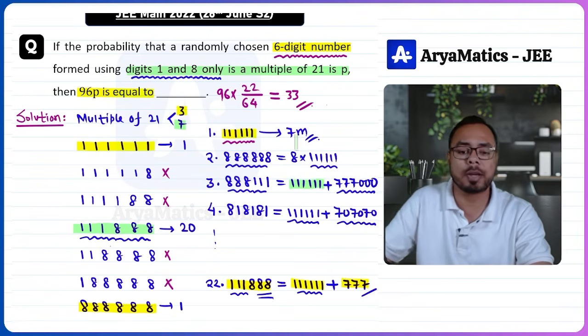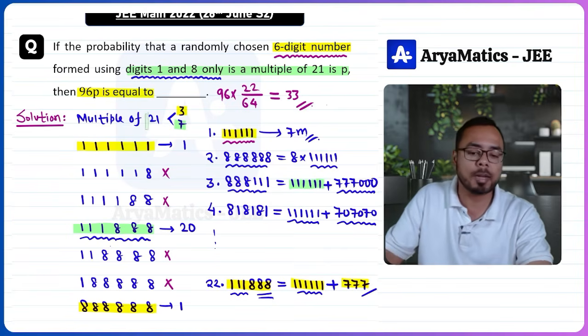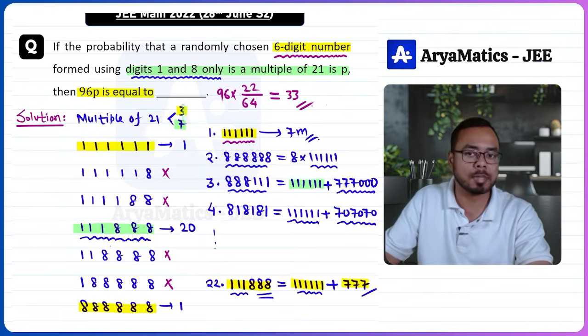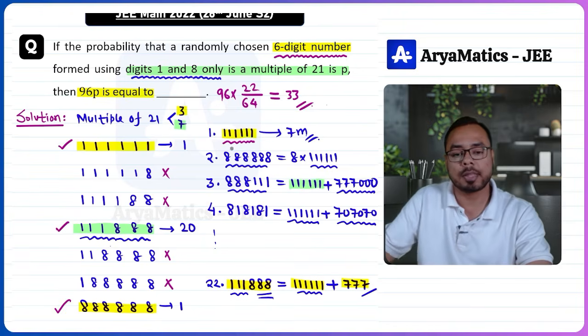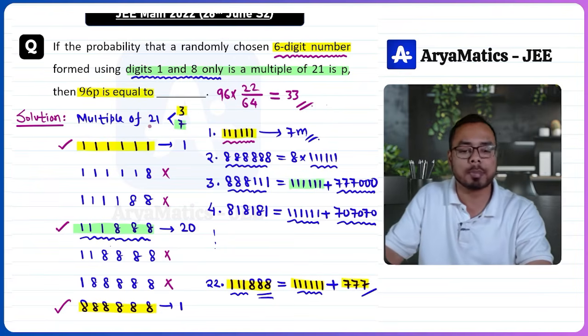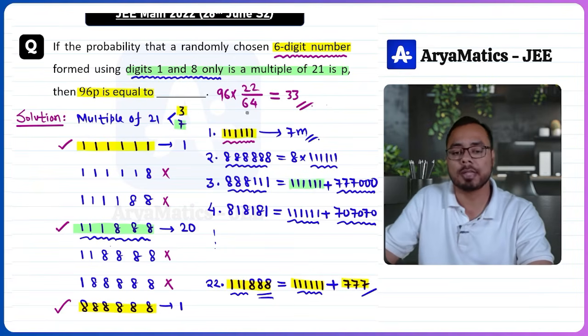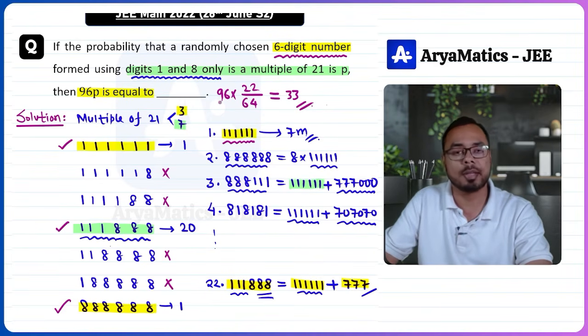Right, so in this problem, the important trick is that if the number is a multiple of 21, it has to be a multiple of 3 and 7. The number is a multiple of 3 if the sum of digits is a multiple of 3. So we are getting these three cases. And once you check this number, all the other numbers you can write as triple 1 plus some multiple of 7. So all of these numbers are multiples of 7 also. And if they are multiples of 3 and 7, they must be multiples of 21. And hence all of these 22 numbers are multiples of 21. And here we had to calculate 96p. So 96 times 22 by 64, that will be 33. And that is the correct answer for this problem.